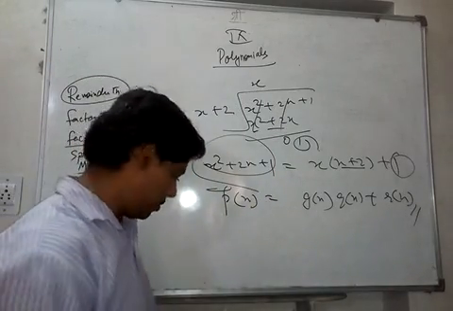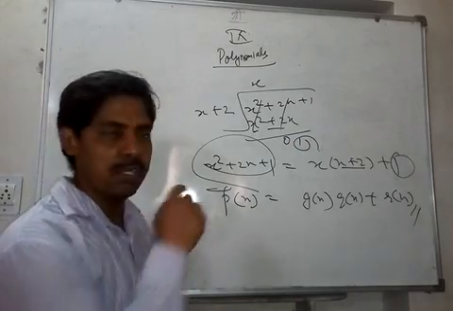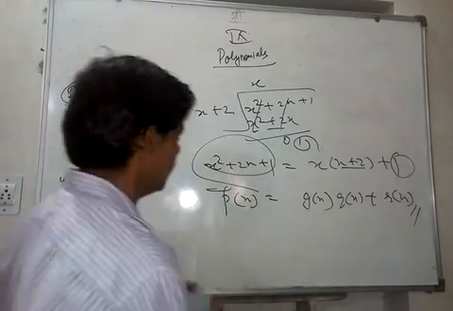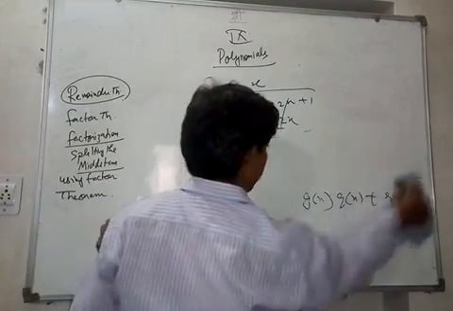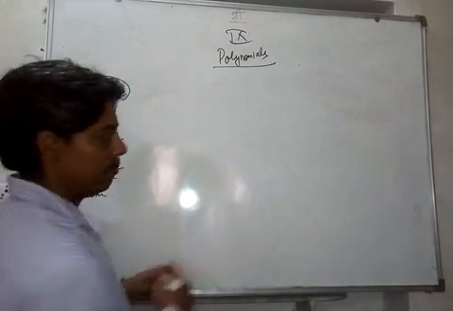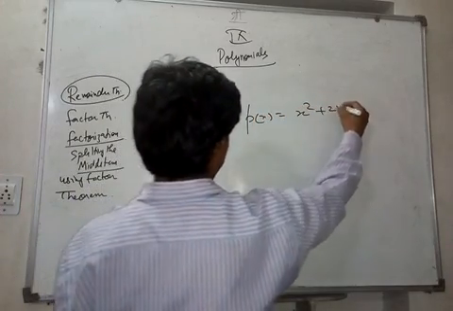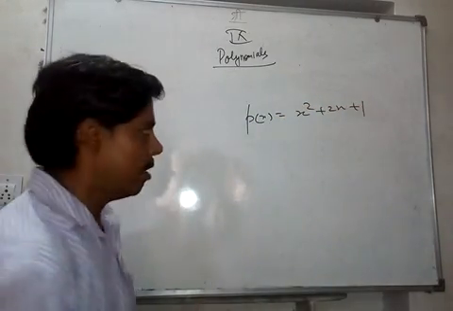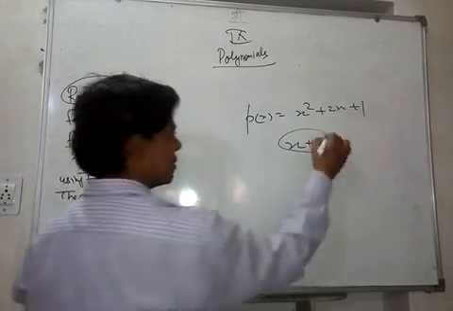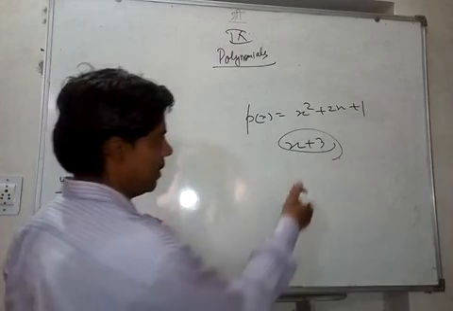Now we come to a very important theorem called the remainder theorem. The remainder theorem says that without this long division you can find the remainder. And how can you do that? Suppose you write the polynomial like this: p of x is equal to x square plus 2x plus 1. And now suppose somebody asks what is the remainder when this is divided by x plus 3. So without dividing we will find the remainder. How?